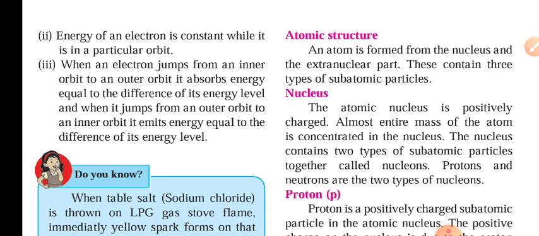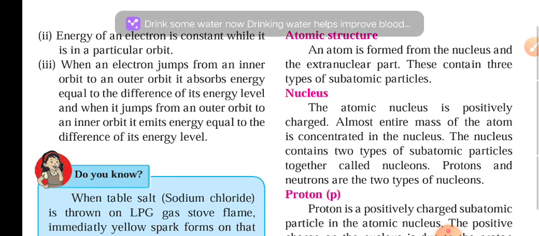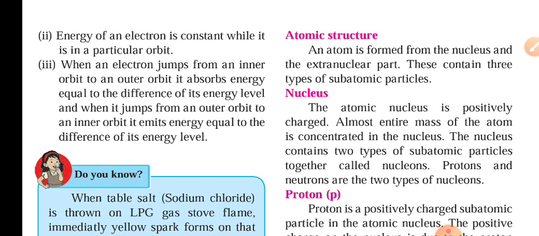So when we talk about the atomic structure, the atom is formed from the nucleus and the extranuclear part. The nucleus is the central part of the atom. The entire mass of that particular atom is present or concentrated in the nucleus.